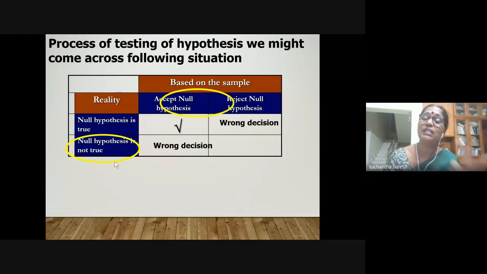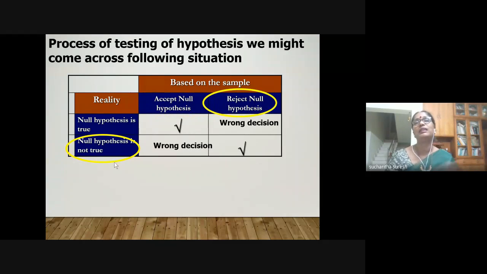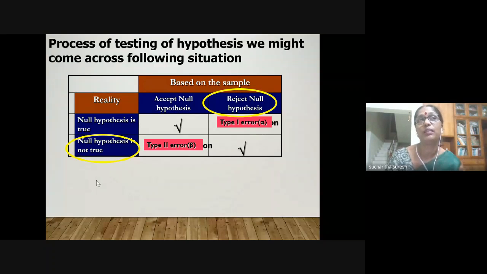My sample says reject the null hypothesis, then it is a right decision. See, friends, here two times, 50% of the time we are wrong in deriving the knowledge. All right, this needs to be addressed. This is the error I am talking about. It is called type 1 error and type 2 error.